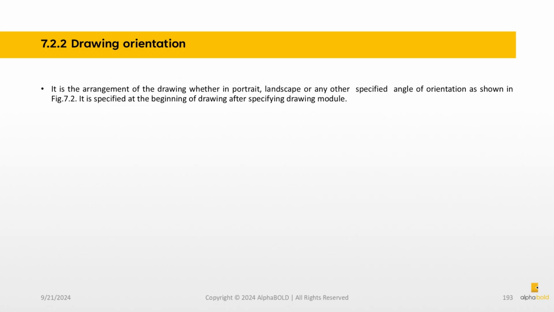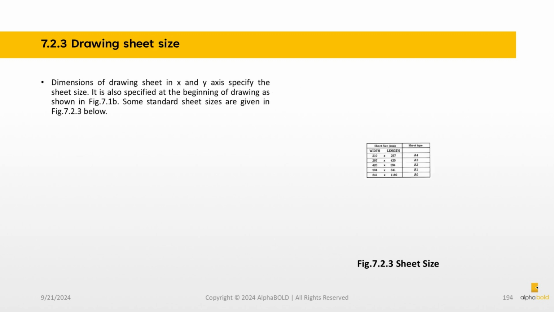Drawing orientation is the arrangement of the drawing, whether in portrait, landscape, or any other specified angle of orientation. It is specified at the beginning of the drawing after specifying the drawing module. Drawing sheet size. Dimensions of the drawing sheet in X and Y axis specify the sheet size. It is also specified at the beginning of the drawing.